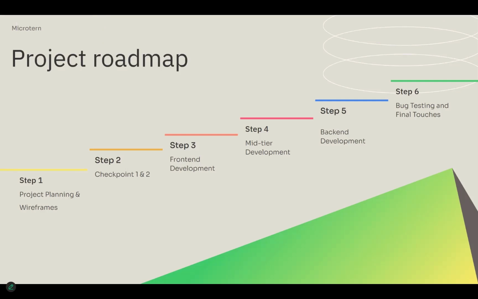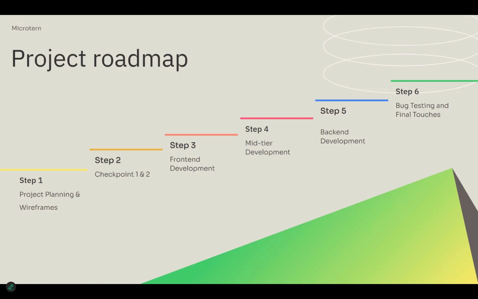Now, this is the project roadmap for Microtern. In step one, this included both project planning and wireframes. For project planning, I gained a very clear idea of what website I wanted to create, as well as many of the main components that I would continue to improve and develop upon. For the wireframes, this helped me gain a clear visual of the pages as well as what type of tables I would need to include to handle all information.